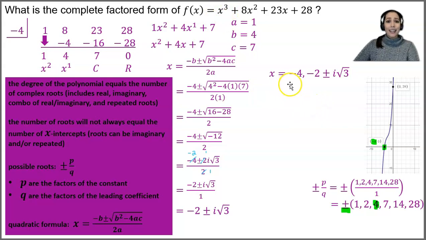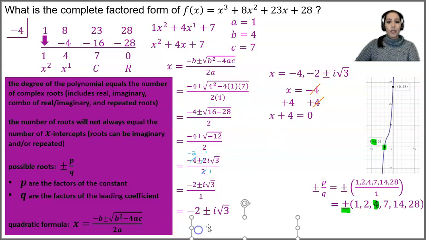Now, this is not how you write it in factored form. We have to convert all of these x equals into factor form. So the first one I have is x equals negative 4. So to make that in factor form, I need to set it all equal to 0. So I'm going to add 4 to the other side. The 4's will cancel on the right, and I end up getting x plus 4 equals 0. So this is one of my first factors.